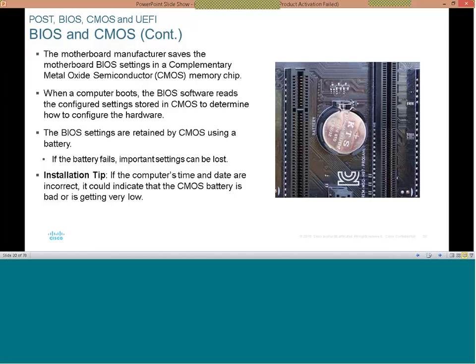The BIOS settings are identified by CMOS using a battery. If the battery fails, important settings can be lost, for example the date and time. So you see the system going back to maybe the year of manufacture. If it was manufactured in 1992, you see the system going back to 1992, and you now need to change that date all over again.